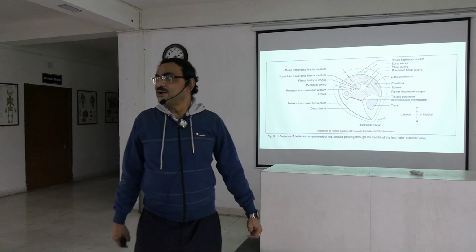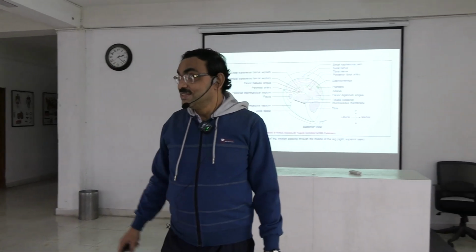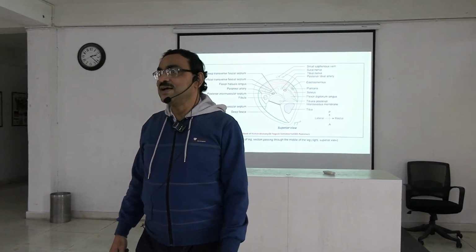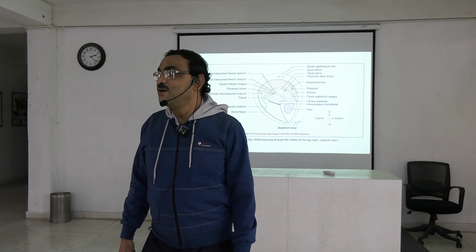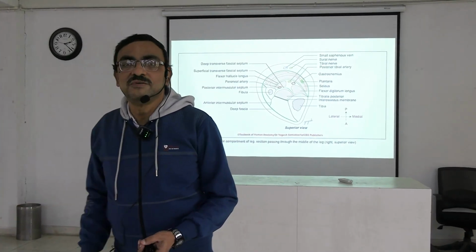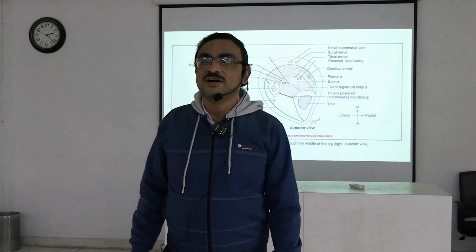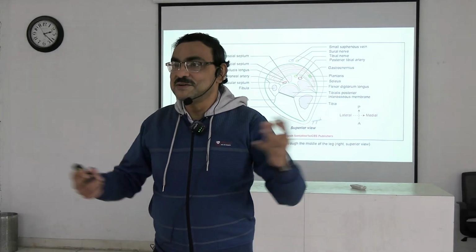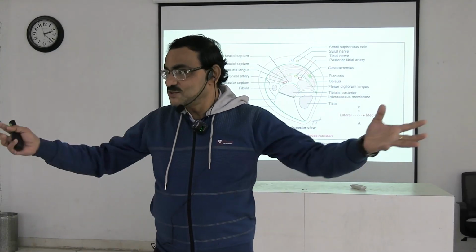But there is another paradox. The muscle bulk of the flexor digitorum longus is slender than that of flexor hallucis longus. Continuously there is a paradox. Just opposite.